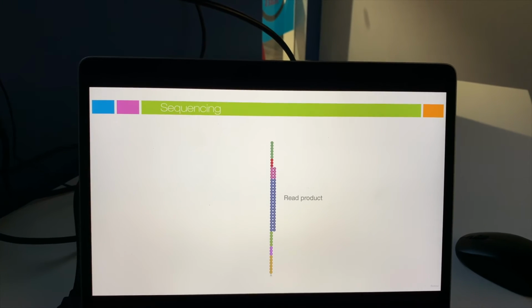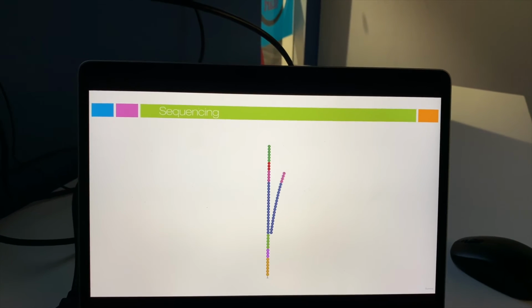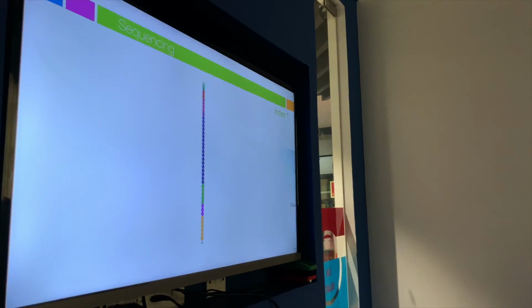After the completion of the first read, the read product is washed away. In this step, the index 1 read primer is introduced and hybridized to the template. The read is generated similar to the first read.